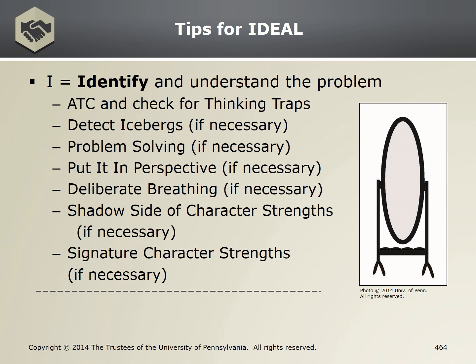The I in the IDEAL model is internal. It consists of your thought processes. Before you communicate anything, you should first take time to accurately understand the problem. The MRT competencies that build mental toughness are helpful in identifying and understanding the problem prior to having a conversation. For example, if your emotions and reactions are out of proportion to your thoughts, you may need to use the skill of detect icebergs to ensure that you are having the right conversation. You can also practice deliberate breathing in order to regulate your energy and emotions before engaging in the conversation.